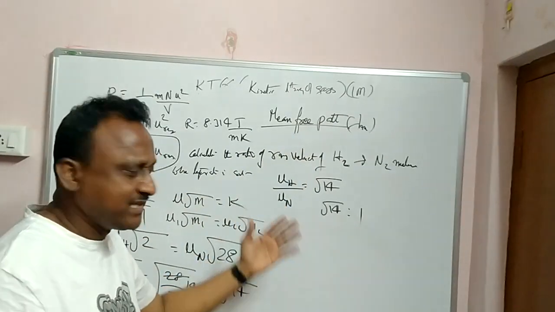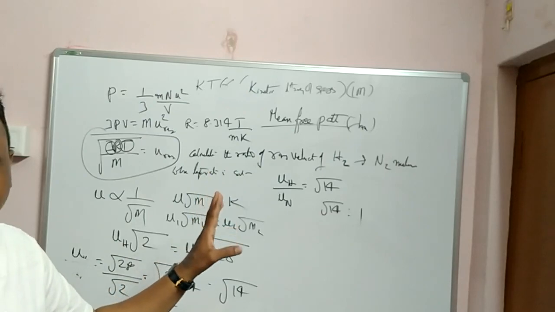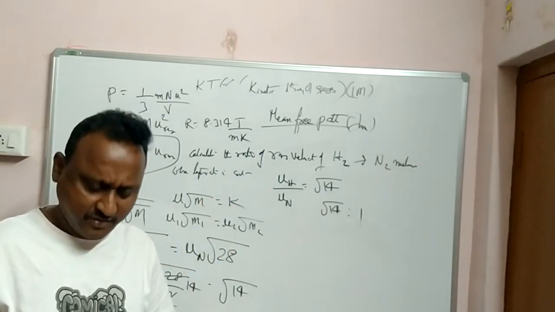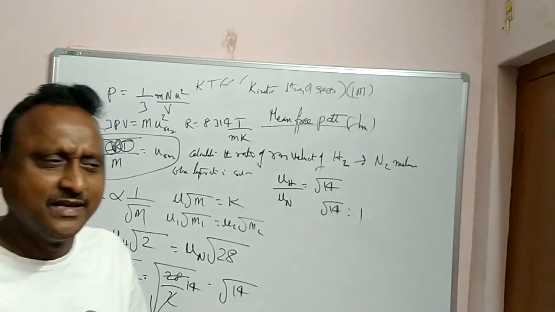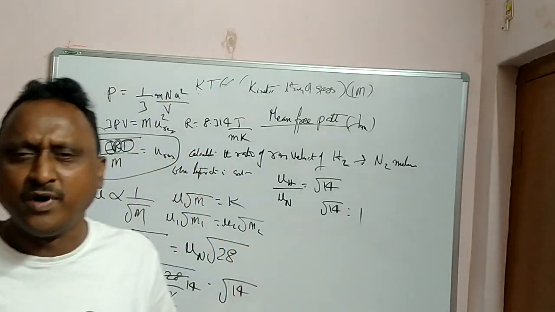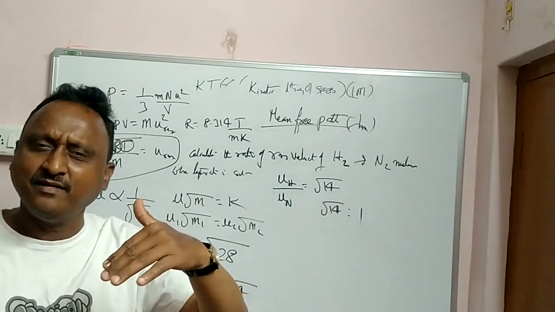So like this we can calculate any problem in KTG, kinetic theory of gases. So this is the end of the kinetic theory of gases chapter, because it is a very small chapter, as I told you in the beginning. It only carries 1 to 2 marks in MHT-CET, and in NEET you will be getting around 6 marks. We will be meeting in the next chapter.